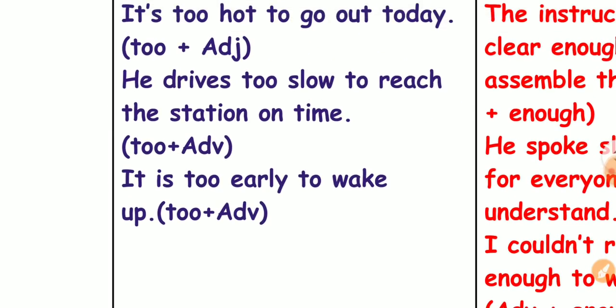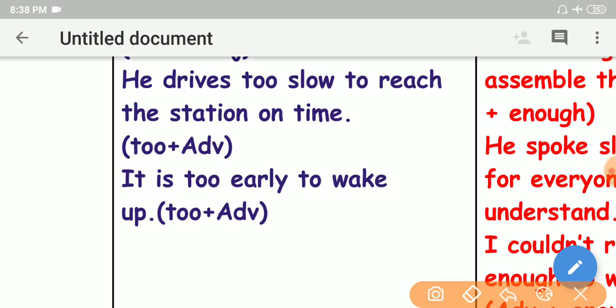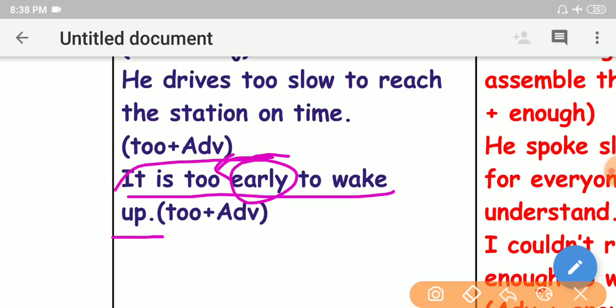At the same time, another one. It is too early to wake up. Early is also an adverb of time. Too is used to intensify the situation. So that's why this is also one pattern with "too".